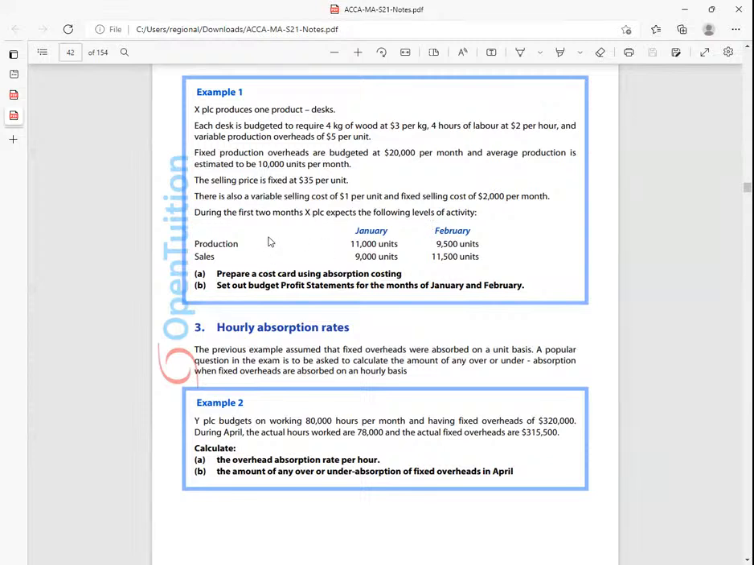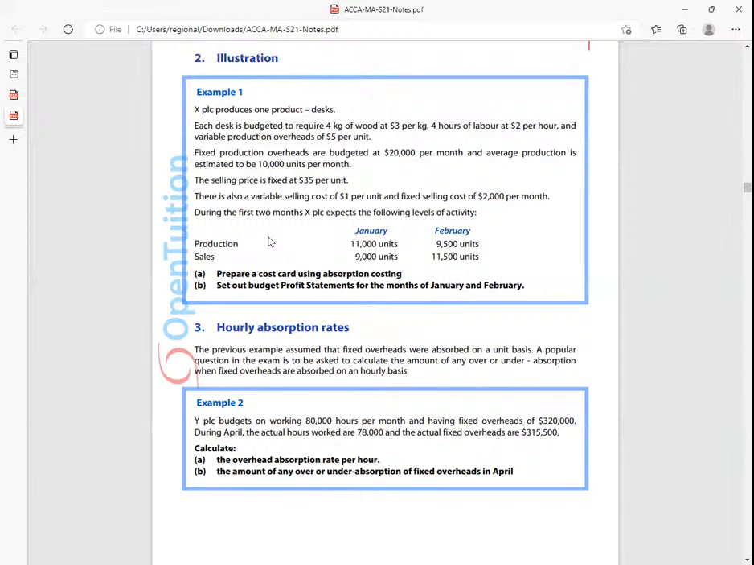During the first 2 months, XPLC expects the following levels of activities. In January, production is 11,000, sales is 9,000. We have produced 11,000 and were only able to sell 9,000, meaning that the remainder of units will go into closing stock, closing inventory. So our closing inventory for January will be 2,000 units.